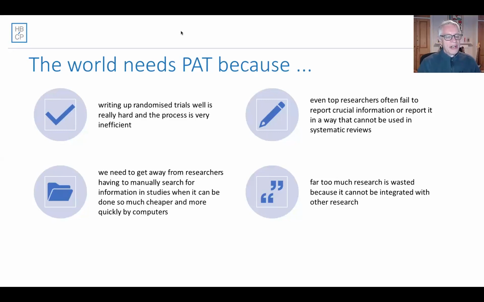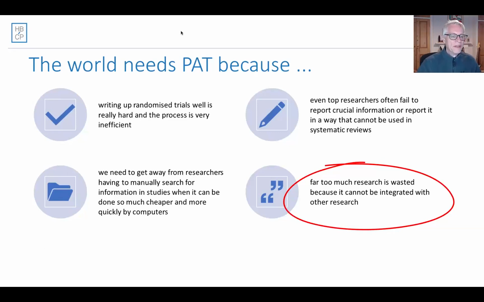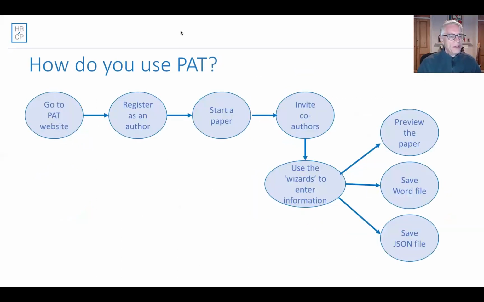Finally, research integration is a huge problem because researchers often don't make it clear exactly what it is they're referring to when they use terms. The same term is often used for very different things and different terms for the same thing, and ontologies help to solve that problem. So how do you use Pat?